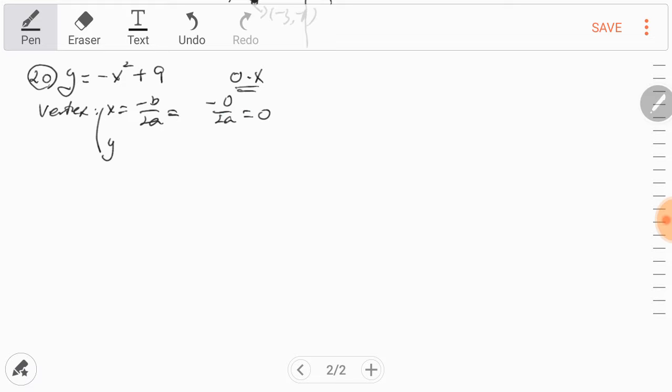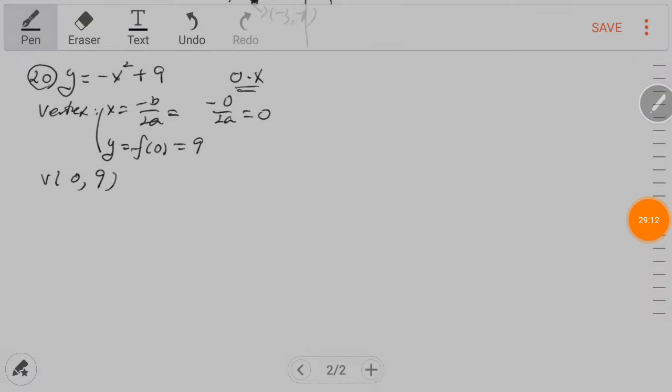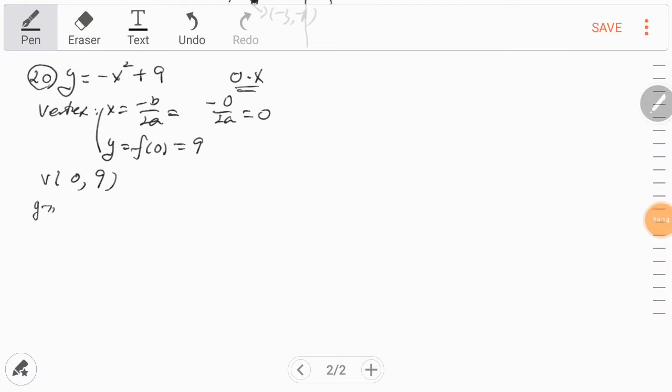How about the y value? f of 0. If x equals 0, then y is 9. So the vertex is (0, 9). I'm sorry for the dog barking. How about the y-intercept? The y-intercept is when x equals 0. Then y equals 9.